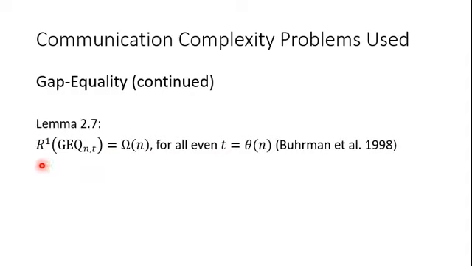We know from the literature, we'll call this Lemma 2.7, that the communication cost that makes errors only on GEQ equals 1 is Omega(n) for all even t that is Theta(n). So we'll be using this lemma later on.